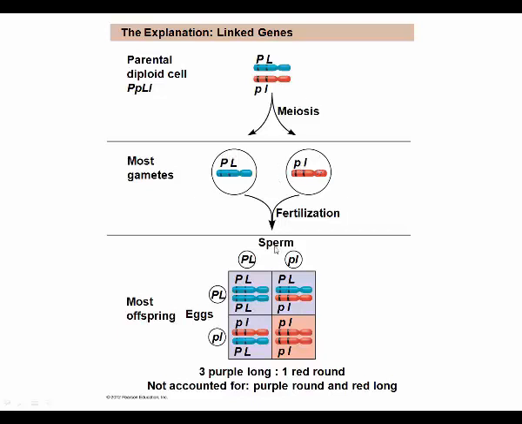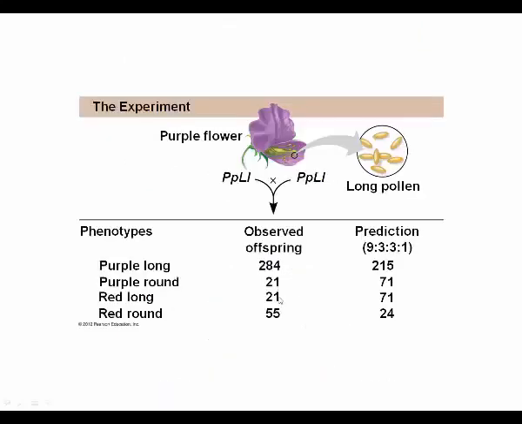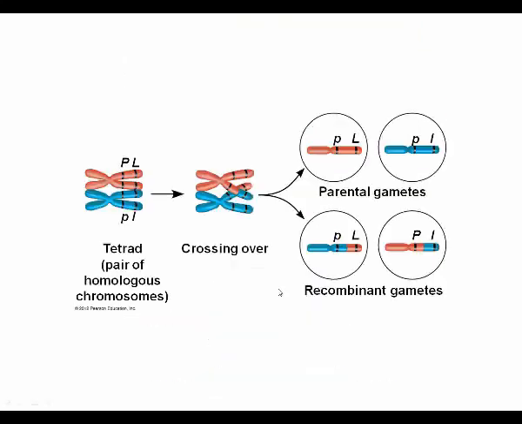Now, if you look at the Punnett square, these are the combinations that we get, and we only get purple long and red round. What we haven't accounted for is the presence of these 2 classes of offspring. Those will come about by crossing over. A crossover event in prophase 1 will combine big P with little l and little p with big L. Now it only involves 2 chromatids rather than the 4, so there will also be 2 gametes produced with 2 dominant alleles and 2 recessive alleles.